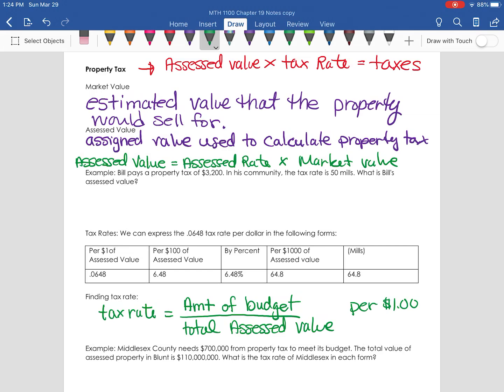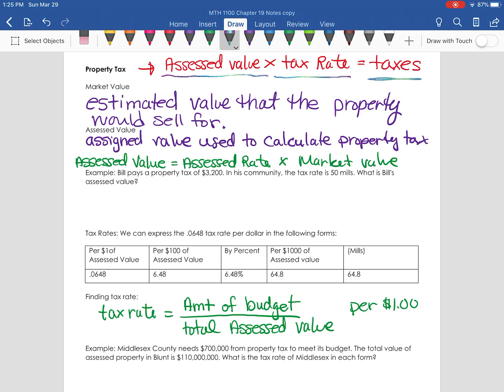In this video, we're going to talk about property tax. Now, to calculate property tax, you take what's called the assessed value and you multiply it by the tax rate, and that will give you the amount of your taxes for your property. So let's go through some of this terminology so that you know how to find these values.